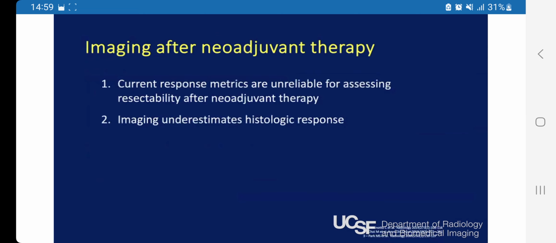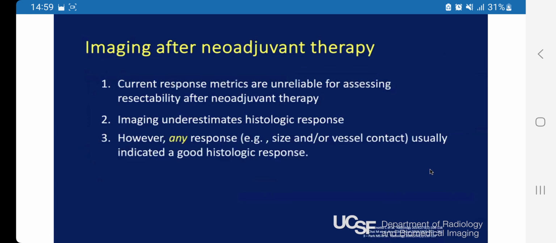So we are currently not, on imaging, really good in determining prognostication after neoadjuvant therapy. However, studies have shown that any response, any decrease in size, is an indicator of good histologic response for the further steps of treatment.